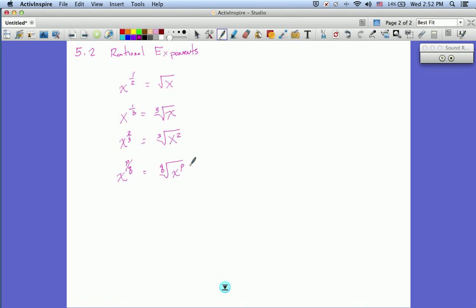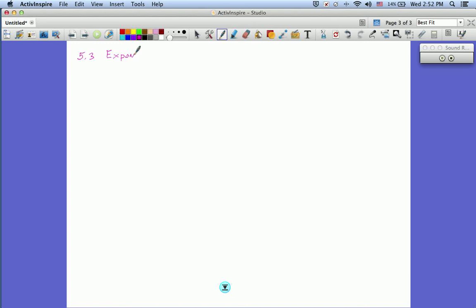Trucking right along, we're looking at Section 3 now. In Section 3, we start talking about some functions. So 5.3, we're dealing with the exponential functions, and if you're given a couple points, exponential functions right here.